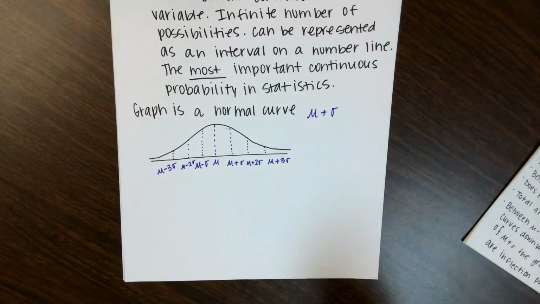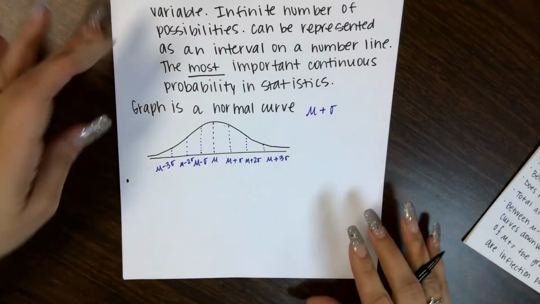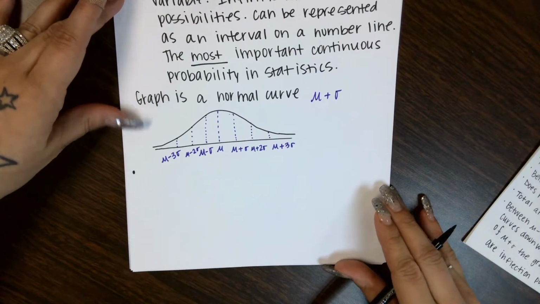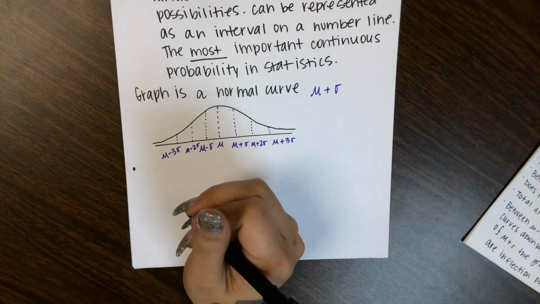And we're going to do all the little bullet points about this normal curve. So with normal distributions, with this normal curve, our mean, our median, and our mode are all equal. Okay? Mean, median, mode, all equal.